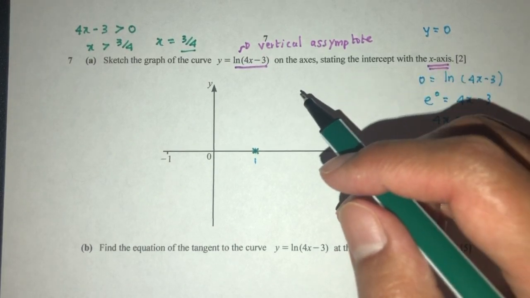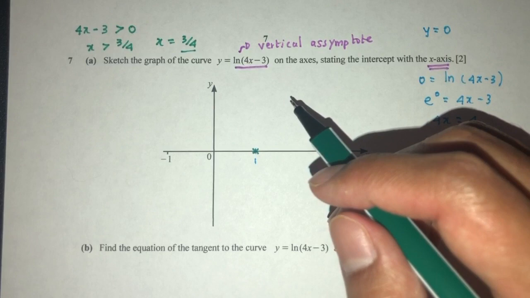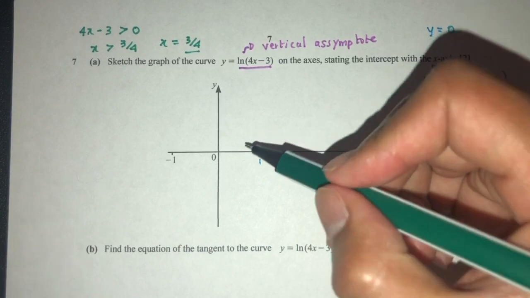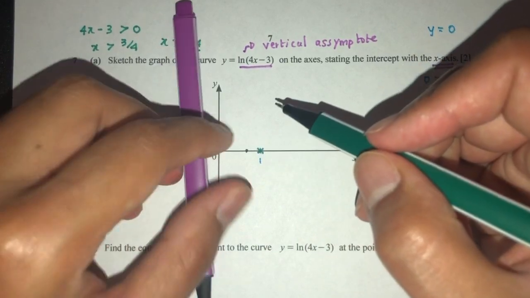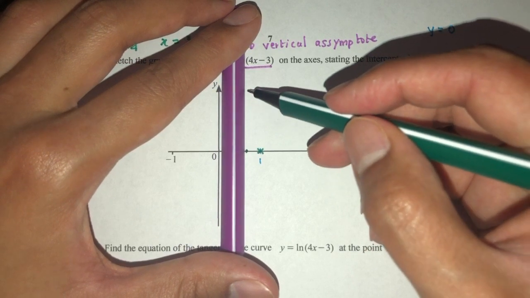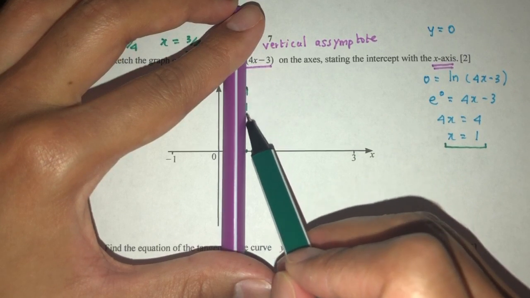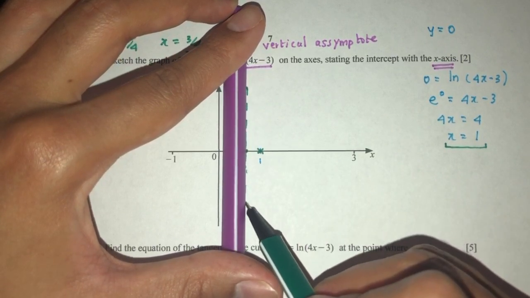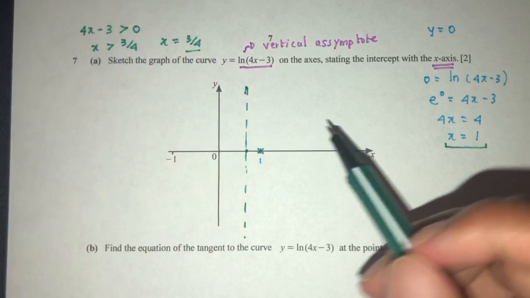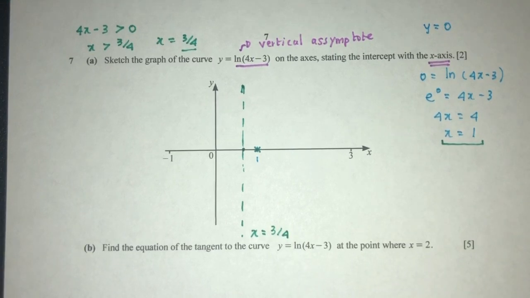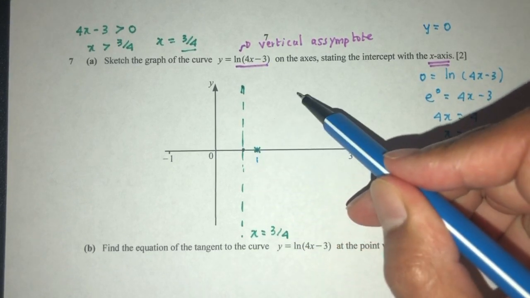So let me try to draw this right now. I don't have a ruler. Let me use a pen. So for example, let's say this is my point here, 0.75. I can draw the line to show I understand that for log graphs I have a vertical asymptote. Now we can label this as x equal to 3 over 4 to show that you understand exactly what's happening. Now obviously the shape of a log graph is always going to be, at least in this case, approaching this line.